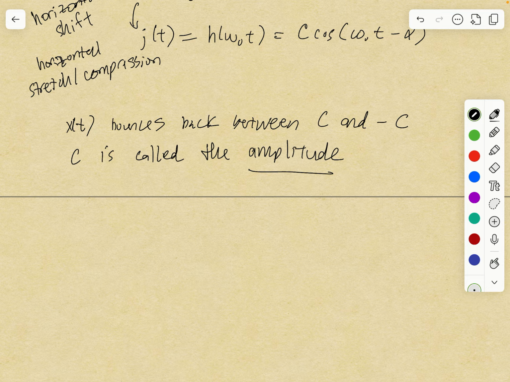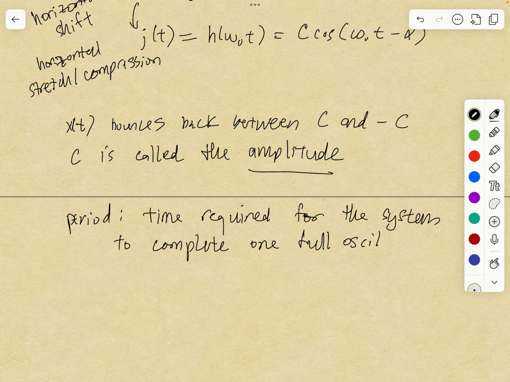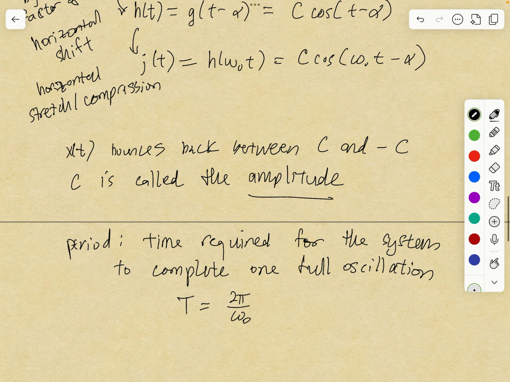And the period is the time required for the system to complete one full oscillation. Well, that would be, say, capital T equals 2 pi over omega naught, right? Because without the omega naught, if it was just cosine of t minus alpha, then it would take 2 pi, but then when you have this omega naught t, the time it takes gets divided by omega naught.